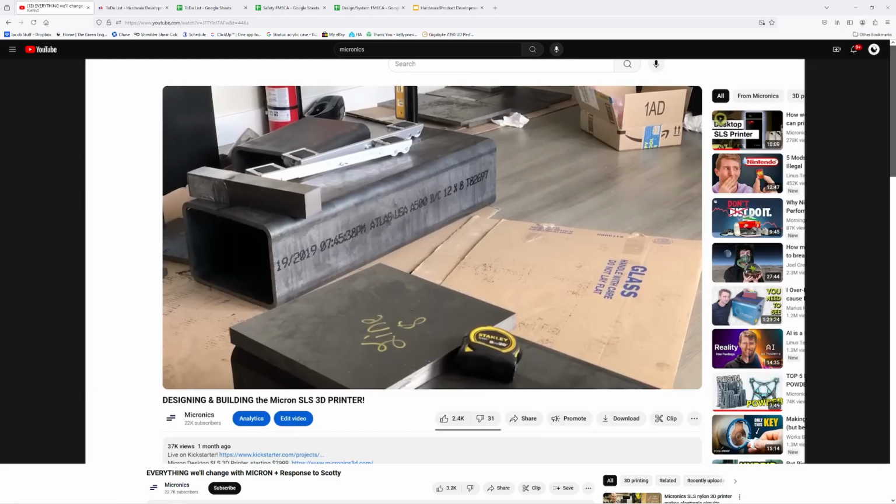Transparency is everything to us. We've shared detailed videos on not just how the printer works, but how we built it.